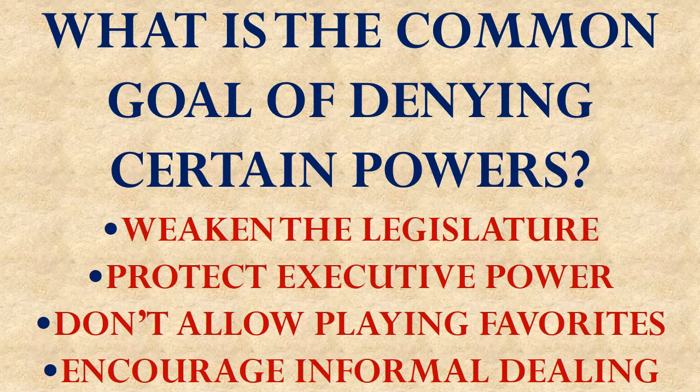What is the common goal of denying certain powers to the state legislature in the Constitution? Is it to weaken the legislature? Is it to protect executive power? Is it that you don't want to allow them to play favorites? Or is it to encourage informal dealing within the legislature? It appears that the common goal of denying these certain powers is to not allow the state legislature to play favorites. When it passes laws, they have to be the same for everybody.